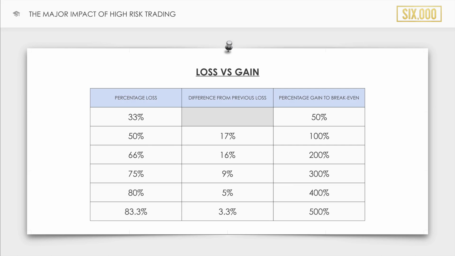You then lose a further 3.3%. This brings us to an 83.3% loss. You need to grow your account by 500% just to get back to break even. 6 times your trading account.